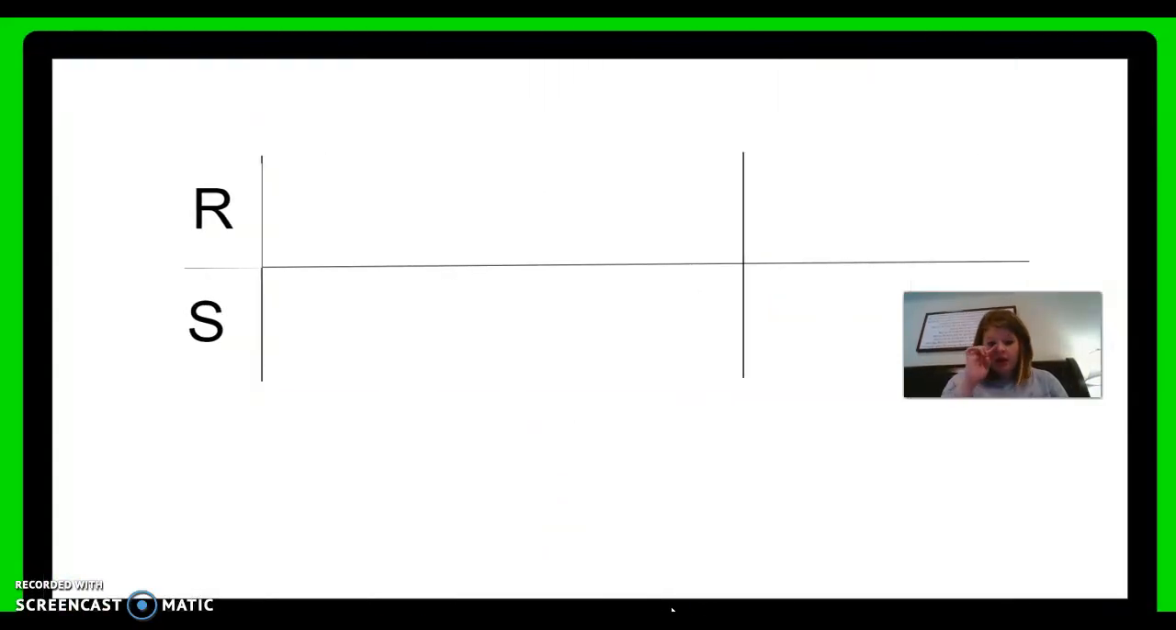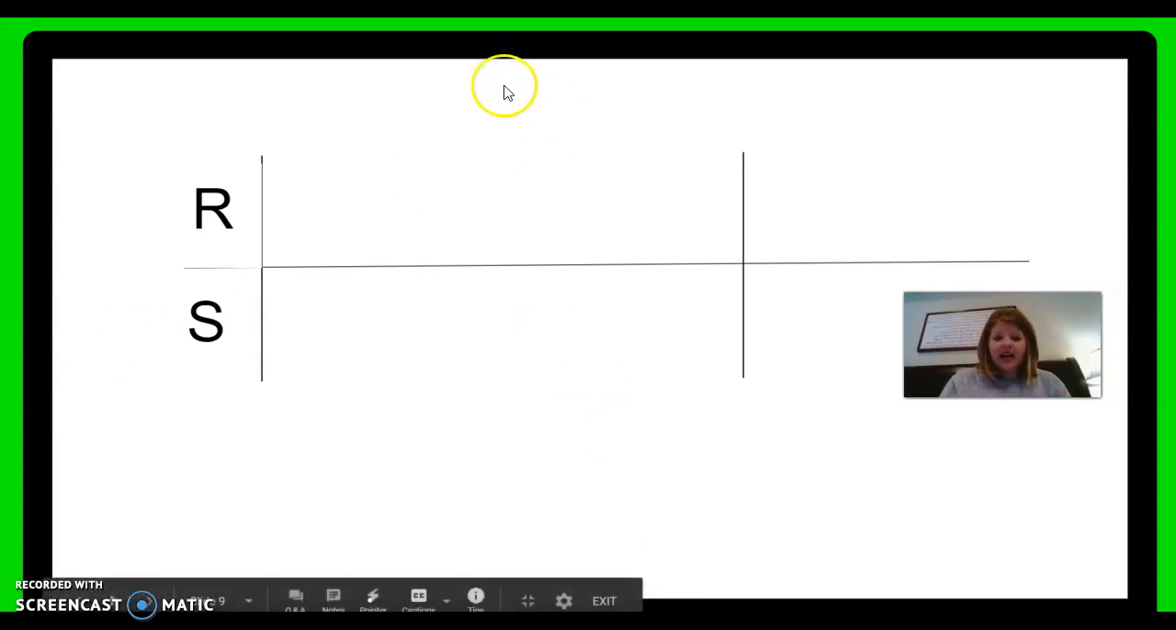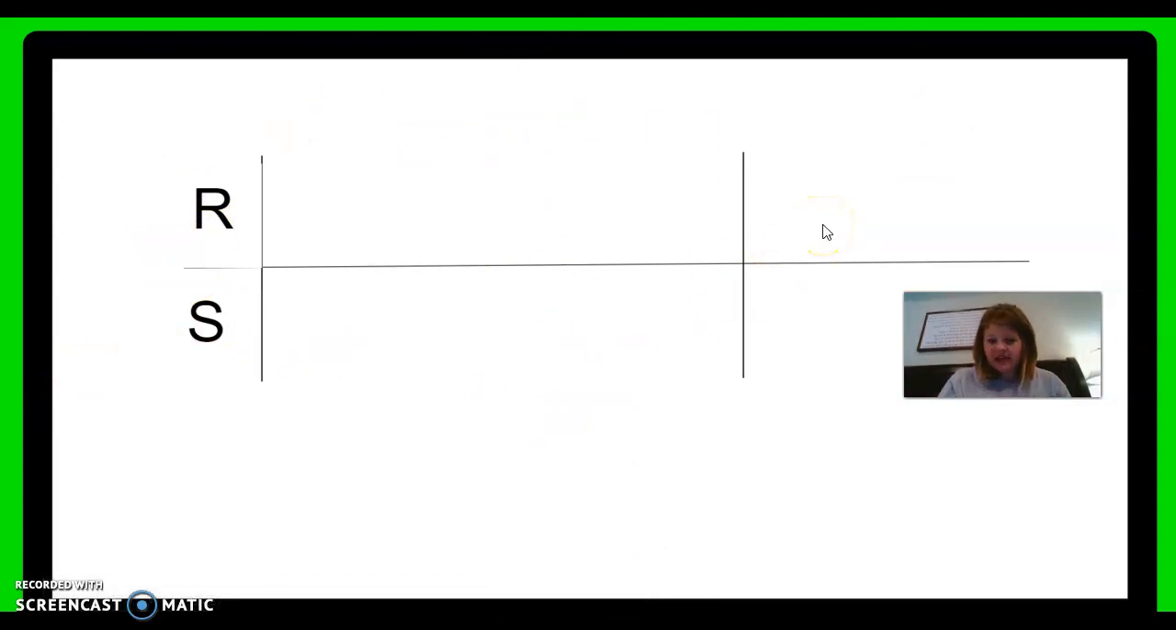All right. Okay, so our functions can also be written sideways. They're not always written up and down. So it doesn't matter if they're written like this or if they're written like this. It's still the same thing, still a function. So we're looking at R and S. If R is 2, S is 7. If R is 5, S is 10. If R is 9, S is 14.